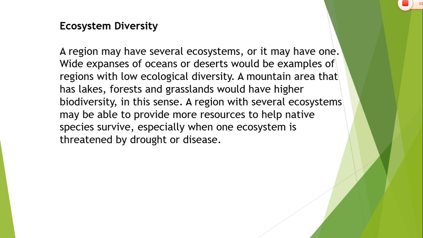A region may have several ecosystems or it may have one. Wide expanses of oceans or deserts would be examples of regions with low ecological diversity. A mountain area that has lakes, forests, and grasslands would have higher biodiversity. In this sense, a region with several ecosystems may be able to provide more resources to help native species survive, especially when one ecosystem is threatened by drought or disease.